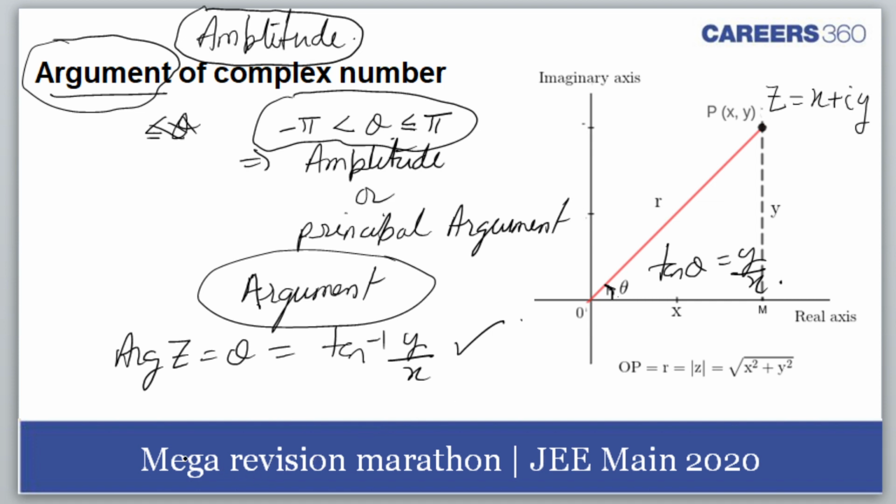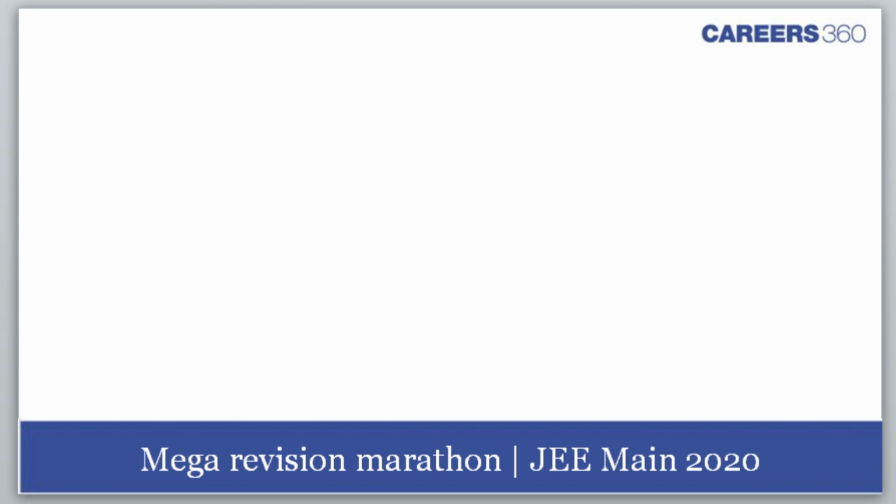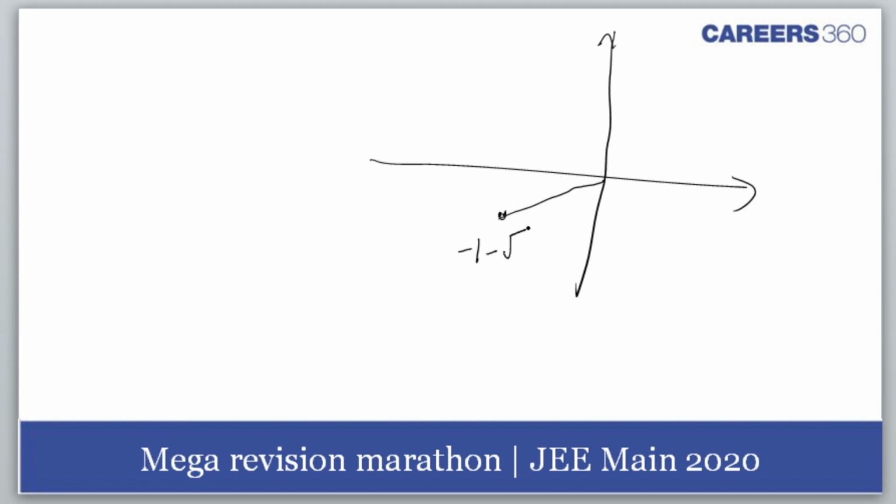So let's check it out. What is the argument of a complex number? We'll discuss a little more. Okay. Let's consider an example. Suppose a complex number is here in the third quadrant. It is minus 1 minus root 3 iota. Suppose the complex number is this.